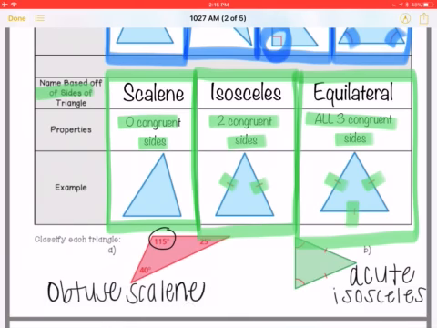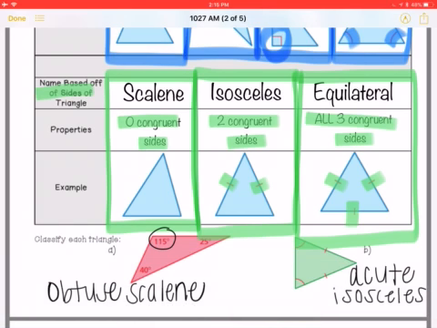Now, that's how I name it based off of its angles. Now let me look at its sides. Are any of the sides congruent? Well, I don't see any of those tick marks showing that any are congruent, so this would be a scalene triangle. So we name it with 2 names, an obtuse scalene triangle.